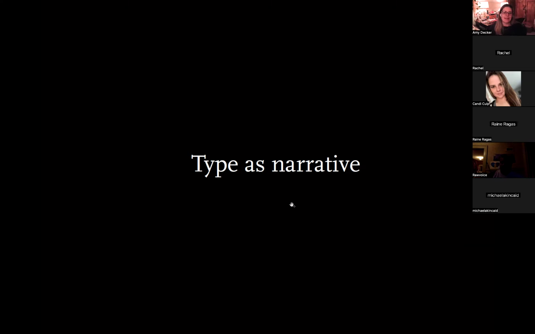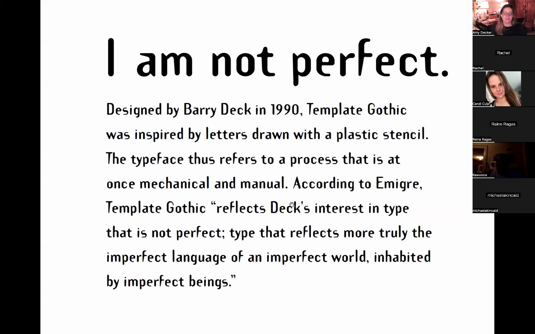Then we'll be done. Type as narrative. We'll finish this up. 1990. We've got out of the 80s, the bitmap. We got PostScript. Hallelujah. PostScript was invented. We don't have to do bitmap printing anymore. We don't have to look at bitmap anymore. We now can print beautiful type again. We get our diagonals back.